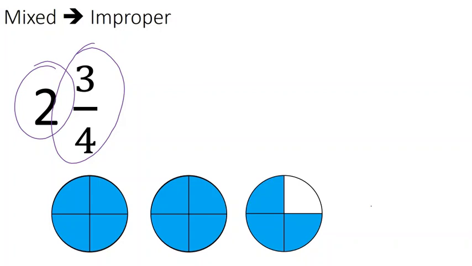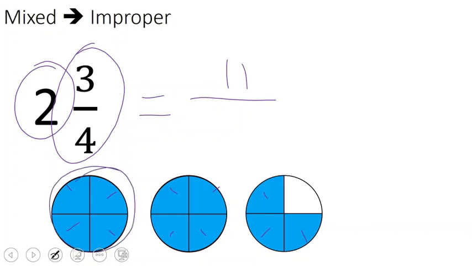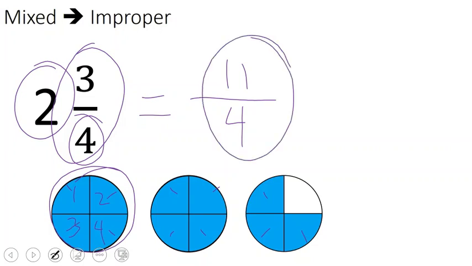To make this into an improper fraction, I just need to count it up. Remember that for your improper fraction, your numerator is how many pieces are colored in. So let's count them together. There's 1, 2, 3, 4, 5, 6, 7, 8, 9, 10, 11 pieces colored in, and the denominator stays the same. It's still how many pieces make the whole. In one whole shape, I need 1, 2, 3, 4 pieces to make the whole thing. So my denominator stays a 4. Altogether, I have 11 fourths in this picture here. So that was how to do mixed to improper using a picture.